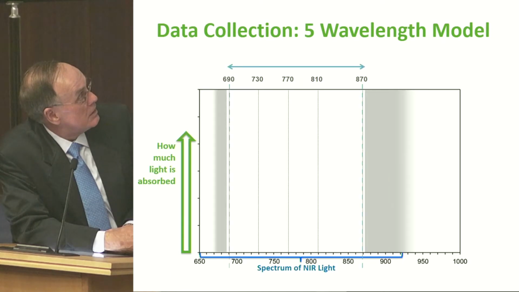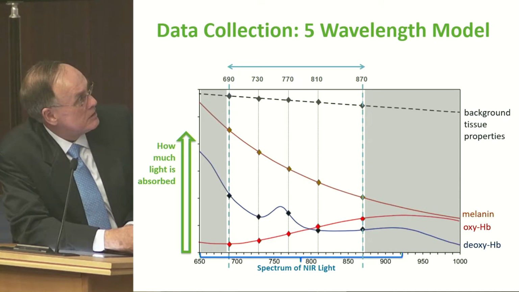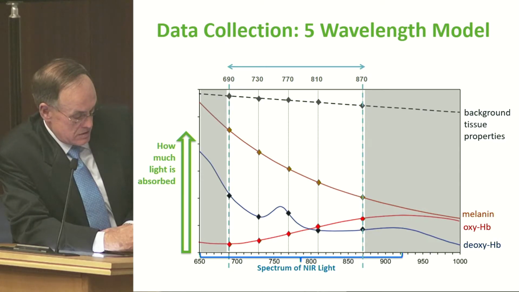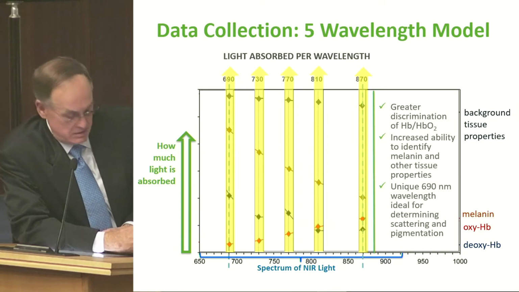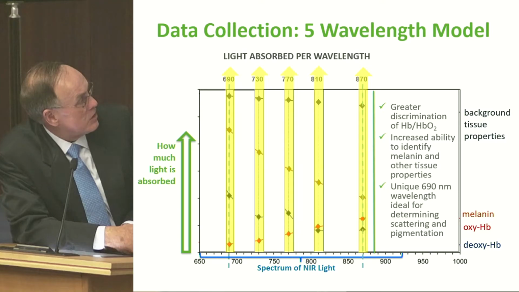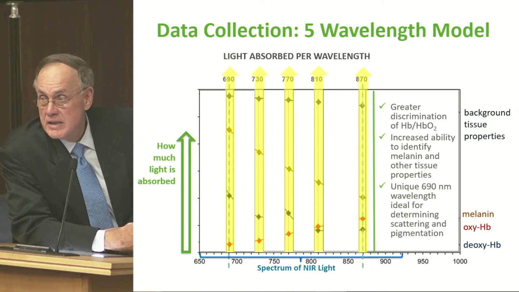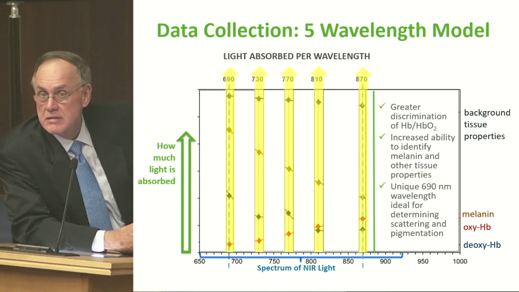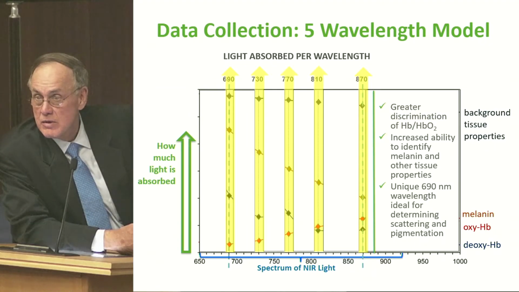So again, here's how it works. You see the oxy and deoxyhemoglobin here. This is the amount of light that's absorbed, and the background tissue properties and melanin. And it's basically a pocket light. You can see that the light comes on at this wavelength, and it's measured here, and we get a reading on how much light is absorbed by each of these different substances. And we do that 5 times, and that's how the technology actually works.